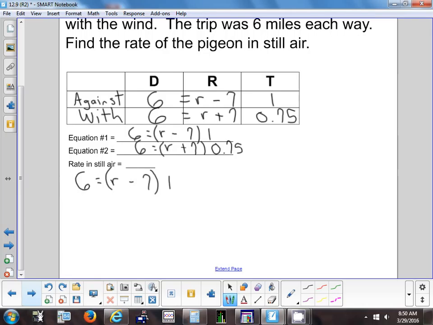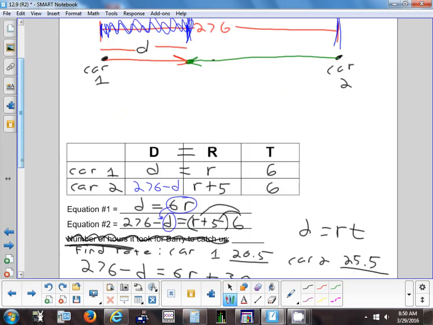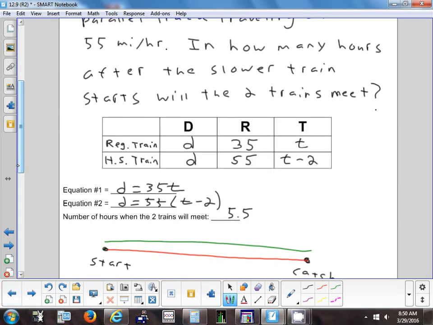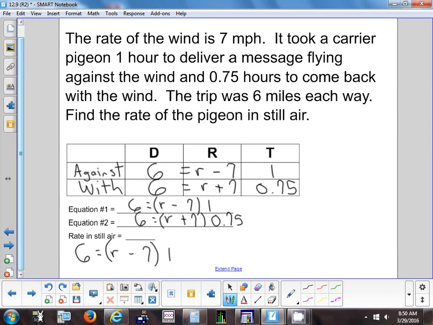In fact, since we only have 1 variable in the whole problem, look at the last one, because this one's going to be really different. I had a D and I had an R, 2 variables, I need 2 equations. I had a T and I had a D, 2 variables, 2 equations. How many different variables here? Just 1, so really we only need 1 equation to solve it. We're not even really going to have to set up a system in this problem. You can get the answer you need just from the first equation. It basically says 6 equals r minus 7. Just move something to the other side.